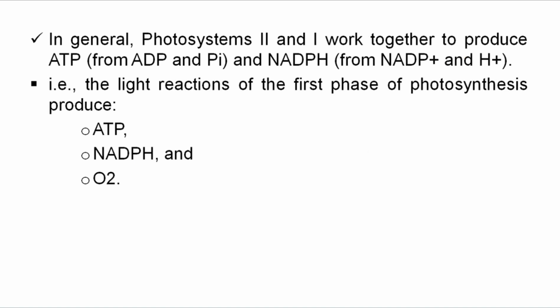Interesting. In general, photosystem 2 and photosystem 1 work together to produce ATP and NADPH. So the major function of photosystem 2 and photosystem 1 is to produce ATP and NADPH. The light reaction, or light dependent reaction, is the first phase of photosynthesis. It produces ATP, NADPH, and oxygen. So ATP, NADPH, and oxygen are the three substances that are produced through the light dependent reaction of the first phase of photosynthesis.